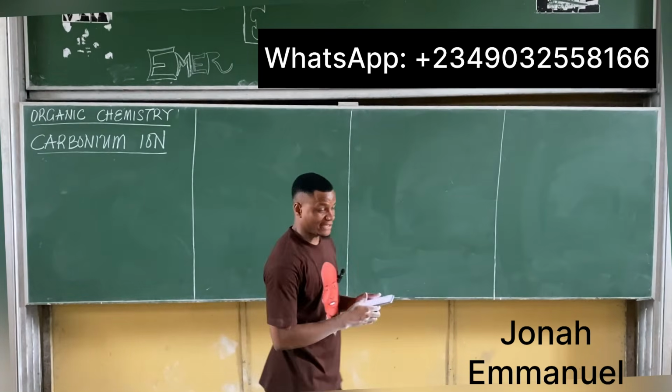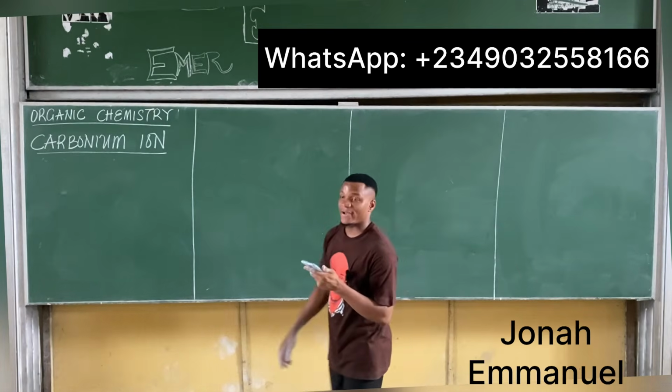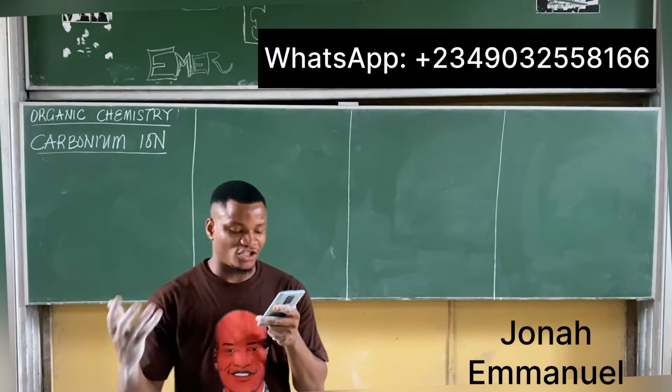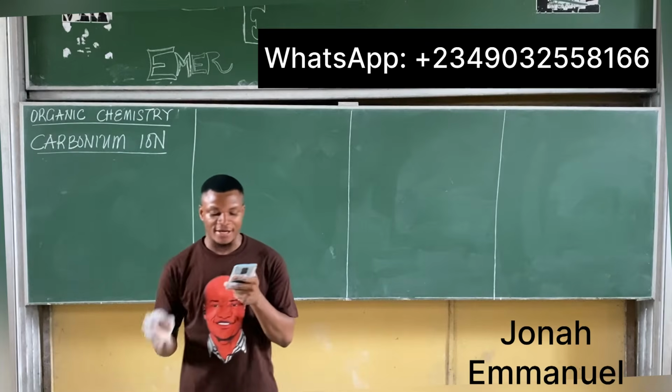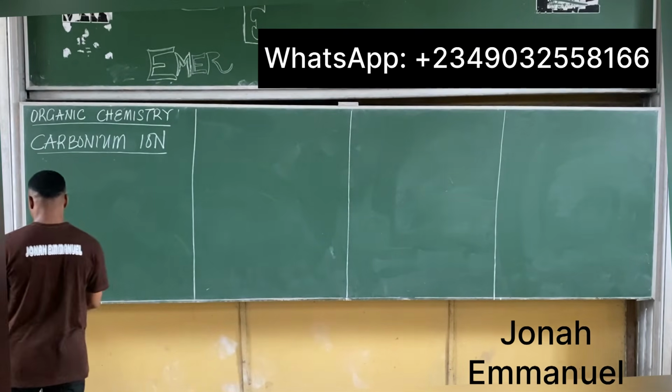Next concept. Let's look at carbonium ion. Definition: we said a carbonium ion is an organic cation in which the positive charge is located on a carbon atom. Full stop. Take down, please. Types.